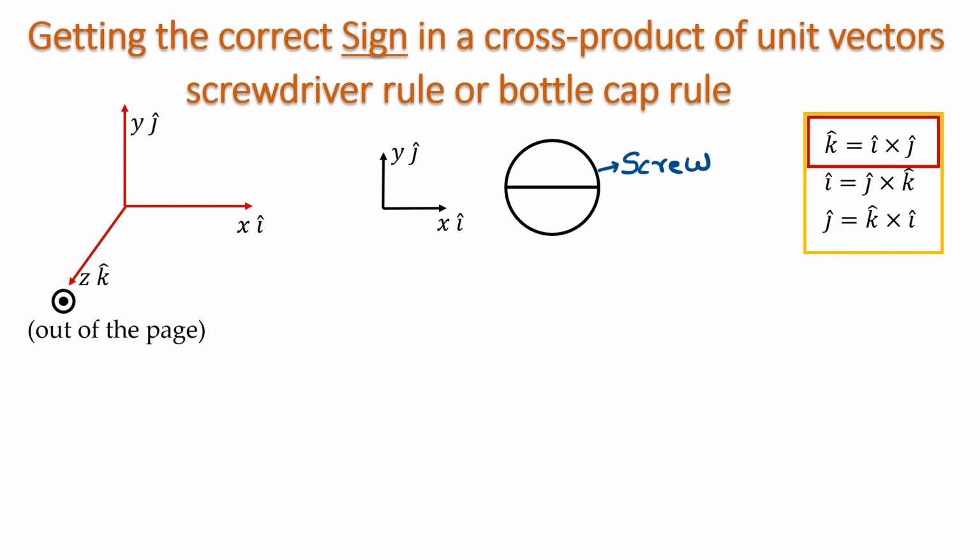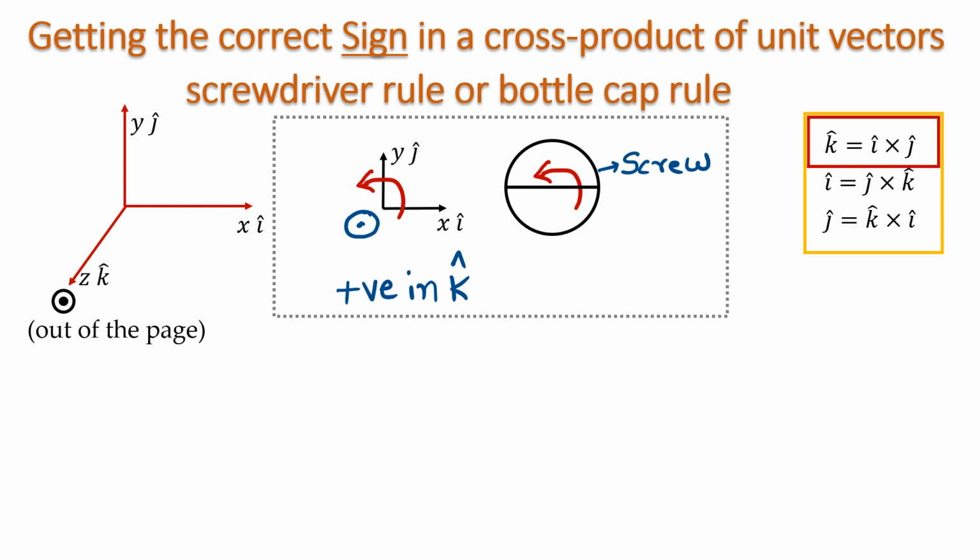Since it is i cross j, we like to get i to j by moving counterclockwise. So if we were to use a screwdriver or a bottle cap, moving counterclockwise, it loosens the screw or the bottle cap and moves out of the page. Since out of the page is considered positive, it is positive in unit vector k. It is that simple. Won't you agree? Let us practice more to get the confidence.